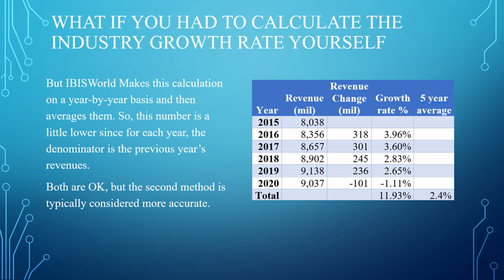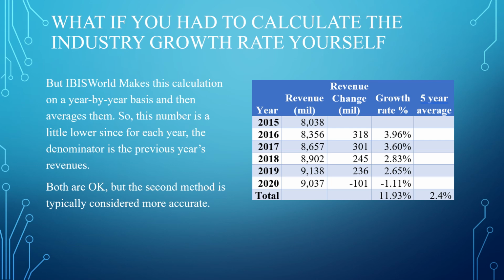the size of the shrink will actually be a little smaller. So here we have 2015 through 2020, and you'll notice that I have gone in and calculated the revenue change each year, and then the growth rate, which, for instance, for 2016 would be $318 million divided by the beginning number, $8,038,000,000. Okay, and the total for 5 years is 11.93%, or turns out that it's 2.39%, rounded up to 2.4%, which is the number that IBISWorld got.